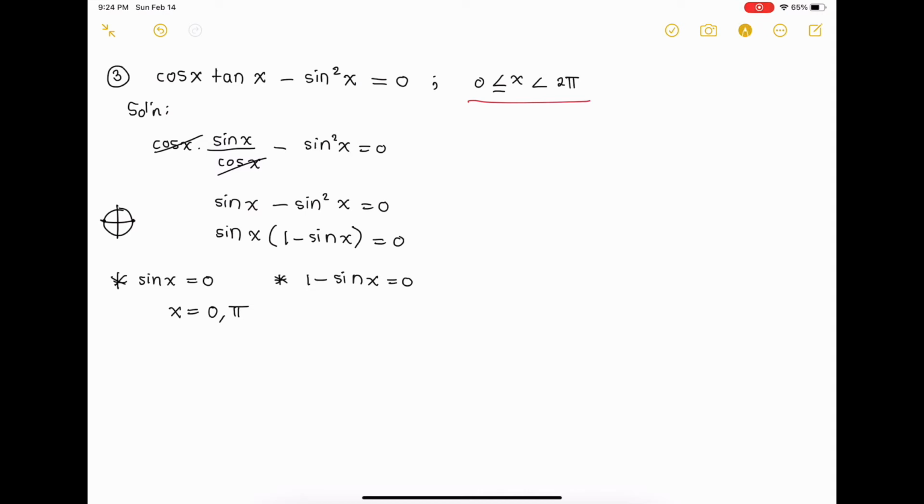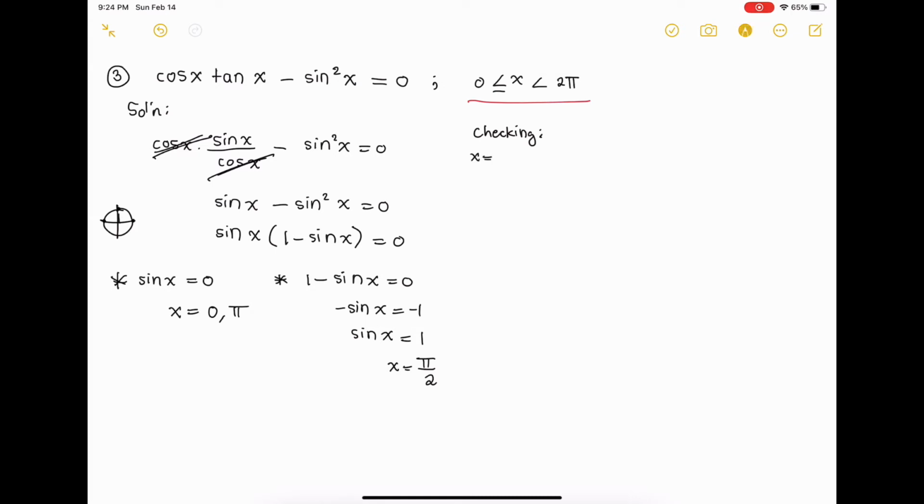For the second part, 1 minus sine x equals 0. So we have negative sine x equals negative 1. Multiply everything by negative 1. Sine x equals 1. X equals pi over 2, since this angle has a sine of 1. Take into consideration that we cancel out cosine x, which is a trigonometric expression. That is why there is a need for checking, since one of our answers is an extraneous root.